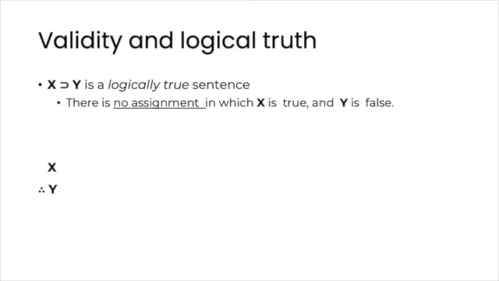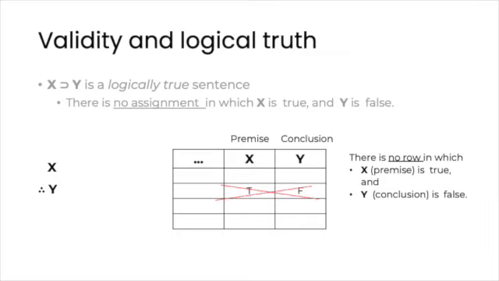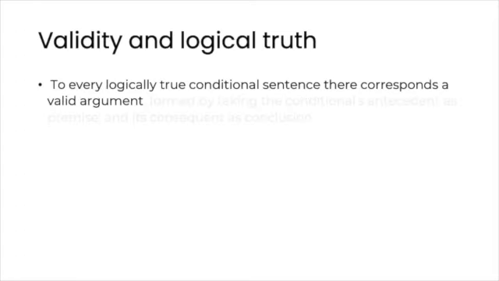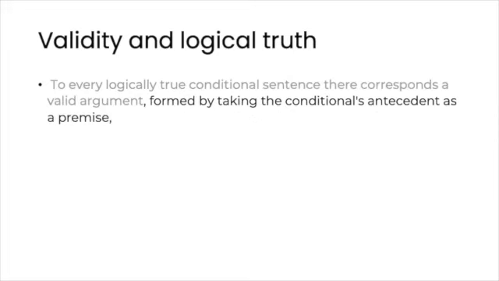Let's make one column for X, which is the premise, and one for Y, which is the conclusion. We know from our previous discussion that there is no row in which X is true and Y is false. This means that there is no row in which the argument's premise is true and its conclusion false. Hence, the argument has no counterexamples, so it is valid. This illustrates that to every logically true conditional sentence, there corresponds a valid argument, formed by taking the conditional's antecedent as premise and its consequent as conclusion.